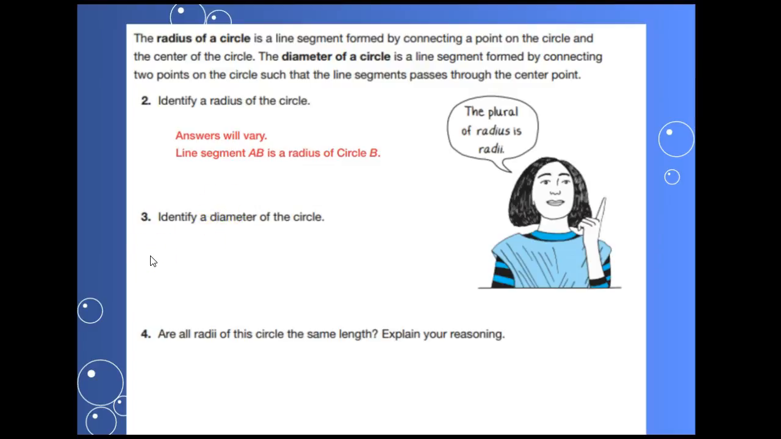Alright, for number 3, identify a diameter of the circle. Now to identify a diameter, we're going to have to find 2 points that are across from each other that pass through the center point. So remember, it's going to be 2 points where the line segment is going to pass through the center point. Alright, so there are going to be many different diameters, but the line segment FG is a diameter of circle B. Why don't you take this time and identify the other line segments that make up the diameter of this circle.